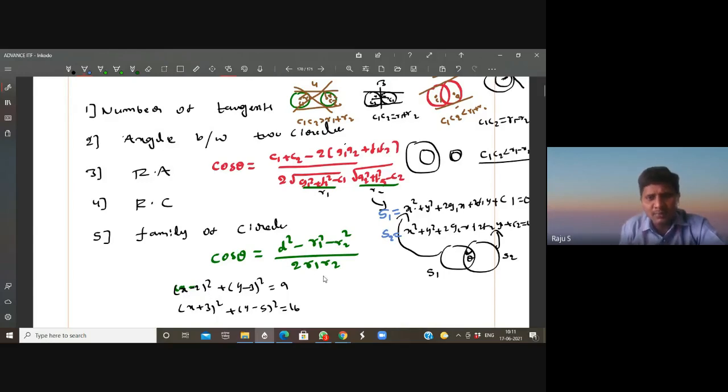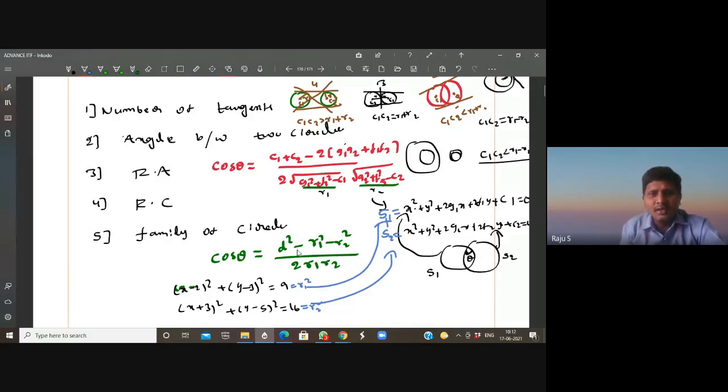If you want to apply the first formula, again we have to expand this by applying a minus b whole square, a plus b whole square. We can change it into this form, and after that compare with this general form, then substitute. It is not necessary, since the radius is already given. This is r1 square, this is r2 square. Directly substitute this 9 and 16 here.